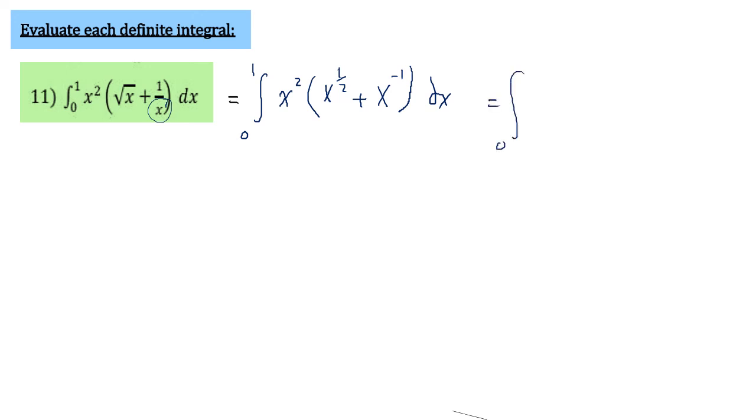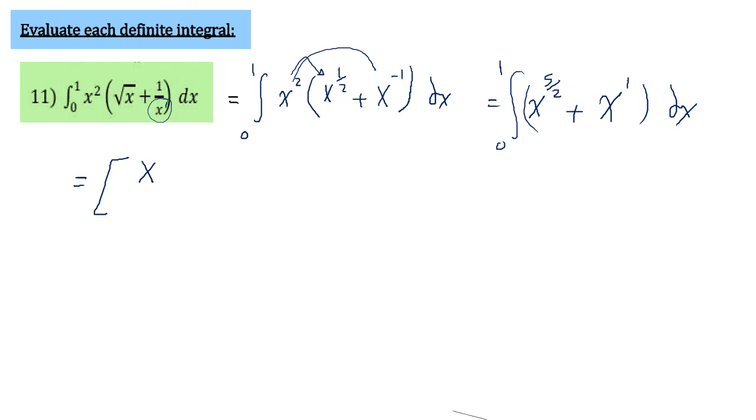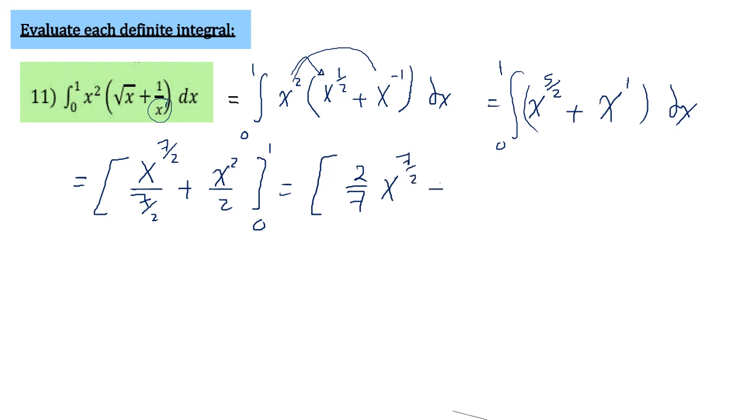So it's the integral from 0 to 1 of x squared times x to the power half, which is x to the power 2.5, 5 over 2, plus x to the power of 2 times x to the power negative 1 is x to the power of 1 after adding the powers, dx. So I'm going to add 1 to the power and divide it by the new power. So this one is going to be x to the power 7 over 2 divided by 7 over 2 plus x to the power of 2 divided by 2 from 0 to 1, which can be simplified as 2 over 7 x to the power 7 over 2 plus half x squared from 0 to 1.